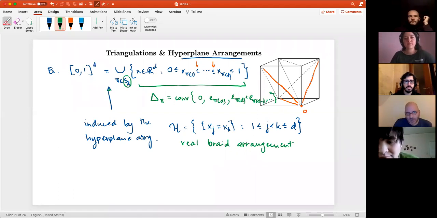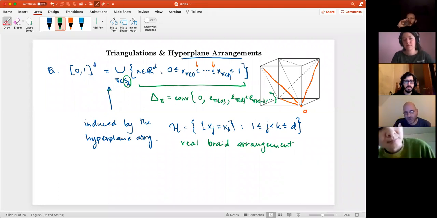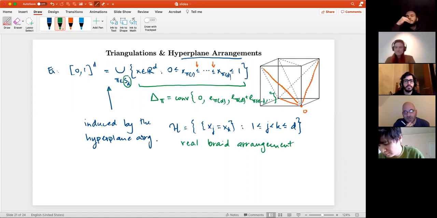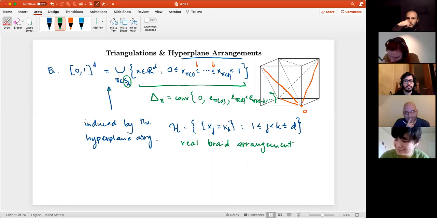Oh, okay. So I look at all possible permutations of my D coordinates. And every permutation gives me one ordering of my coordinates. And so this is a union into D factorial simplices. If you look at my picture, you should be able to make out six tetrahedra. Okay. Thanks.